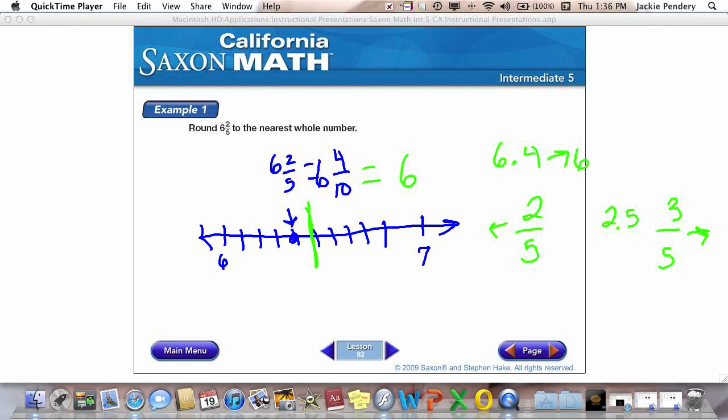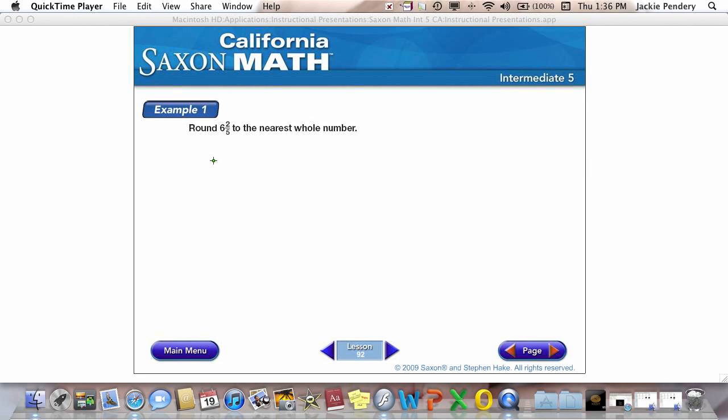If this was greater than 2.5, say 3/5, since 3 is more than half of 5, we would round 3/5 up. So if I had 6 3/5, I would round that up to 7. Okay, so quick review. 6 2/5, I can convert it to 4/10, I can convert it to 0.4, or I can think, is 2 greater than or less than half of the denominator, which in this case is 5.